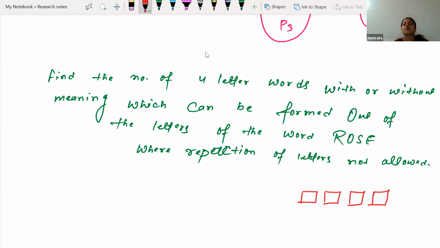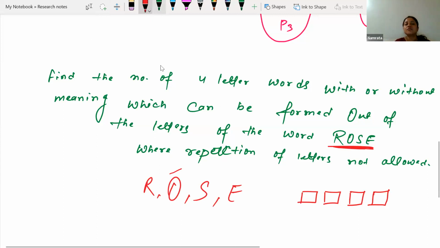Now, by using these letters, R, O, S, E, we can arrange them any way in these four boxes. Repetition is not allowed, that means two times we can't write R, two times we can't write O. Whatever we are writing, we have to exclude it. So how will we find the number of four letter words?